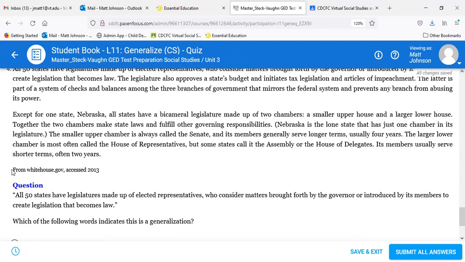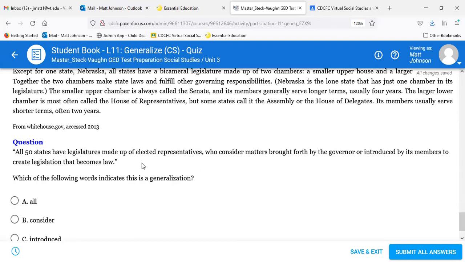And our same passage here for the last question. Grace, would you read question 4? Okay.